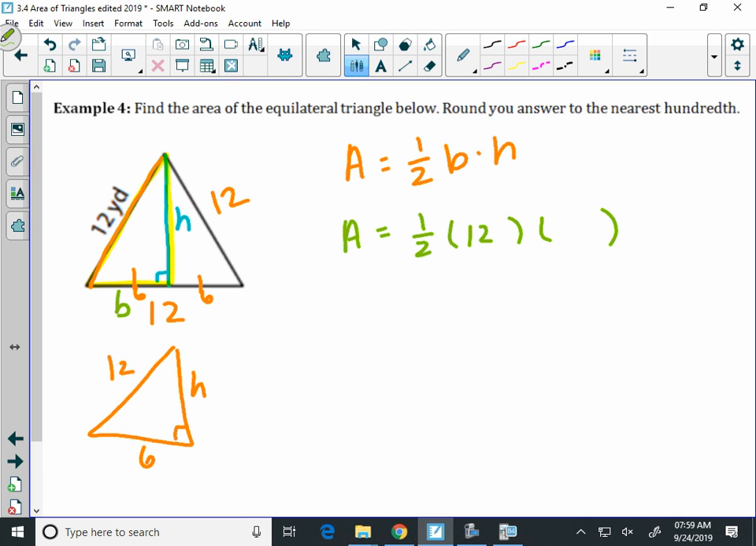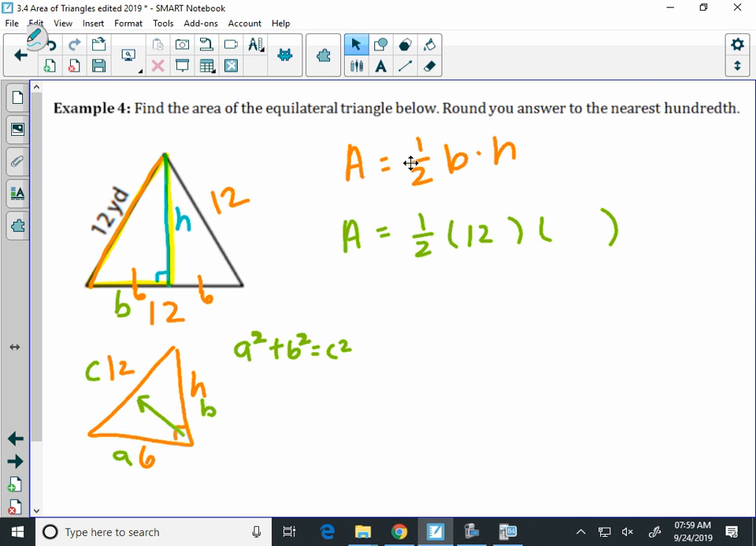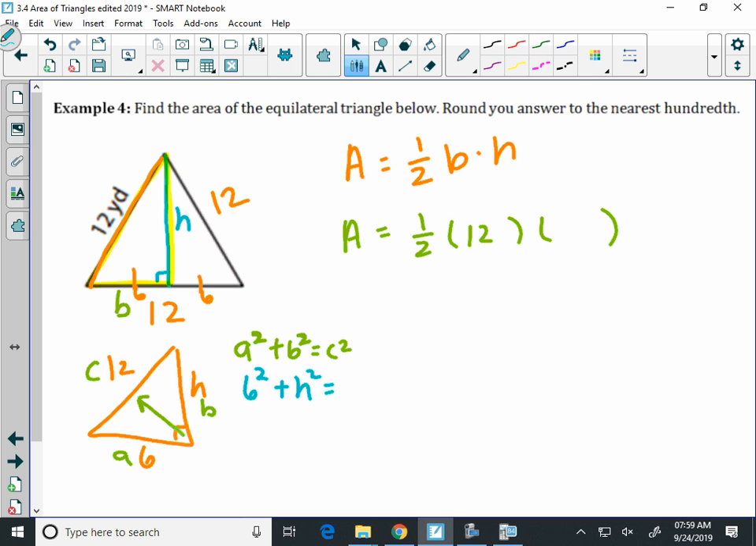So then we can just use the Pythagorean theorem to find it. I'm going to start at my 90-degree angle, go across. That's my C. I'll make that A, make that B. It doesn't matter, but your hypotenuse has to be your C. When we plug it in, we have A, which is 6. We don't know B, that's our height. And our C is 12. So we just solve for our height.